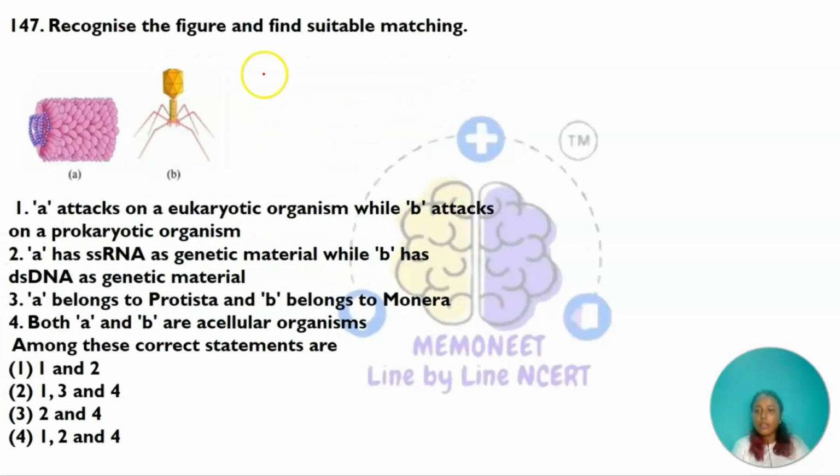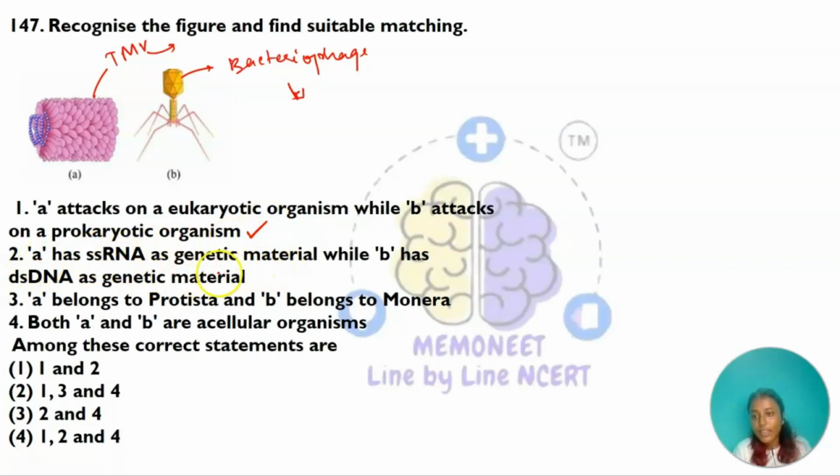Let's move on to the next one. Recognize the figure and find a suitable matching. A and B are the given figures, and we have the given statements as well. We need to find out correct statements from the given ones. Okay, so we know that A is TMV, tobacco mosaic virus, and B is bacteriophage. Bacteriophage attacks the prokaryote bacteria, and TMV attacks the tobacco plant, which is a eukaryotic organism. So statement 1 is correct.